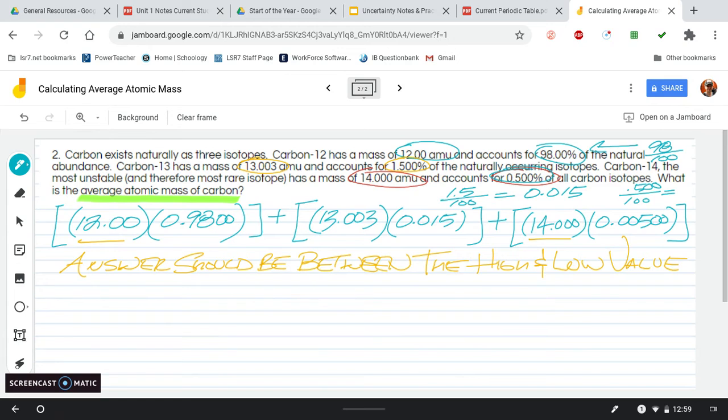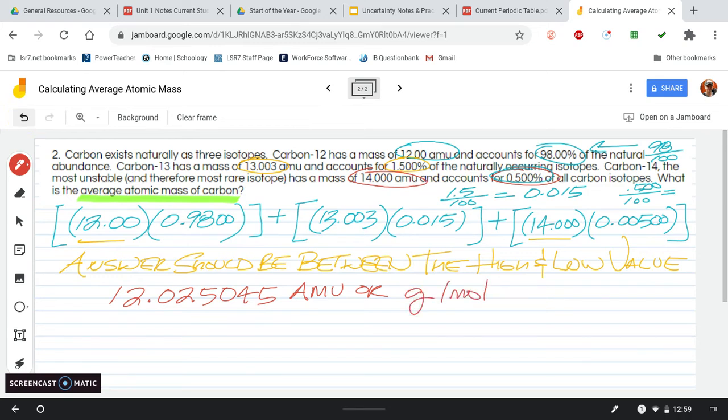Anyway, so let's write down what we got. And I've got 12.025045, and that's AMUs or grams per mole. Not the capital G though. I want the lowercase g. All right.